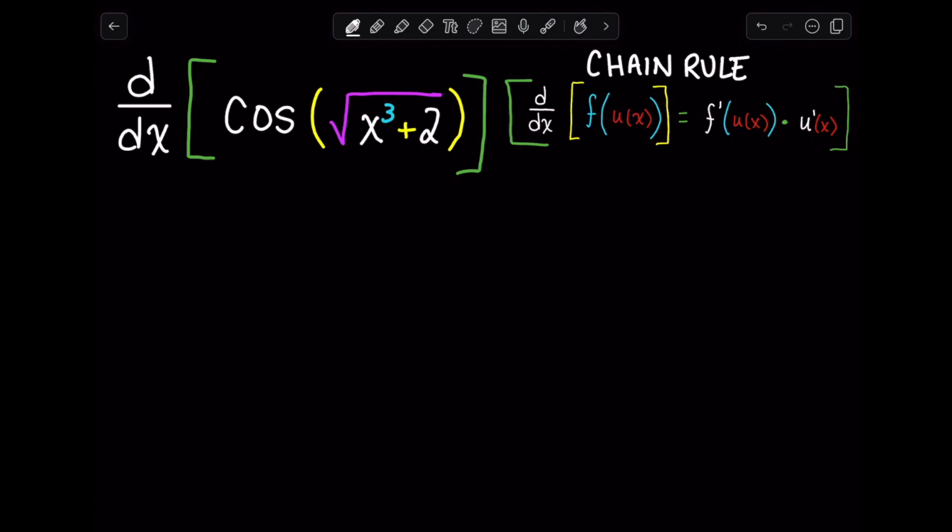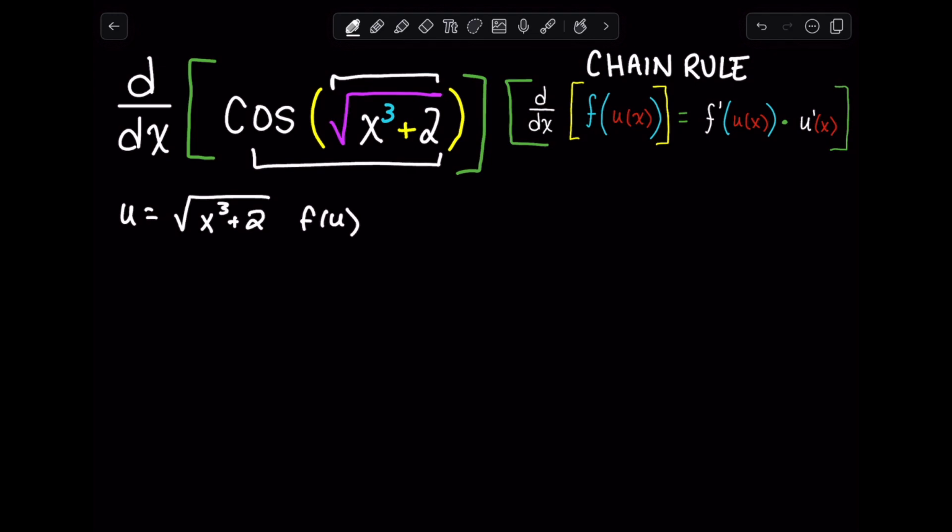Today we're going to look at a problem that is actually a composite function within a composite function. For simpler chain rule problems containing only one composite function, please refer to my previous video. So here we can identify that we need to use the chain rule because we have a function within the function cosine. So we can first define u as the inside function, which is root x cubed plus 2, and the outside function as f of u equals cosine u.